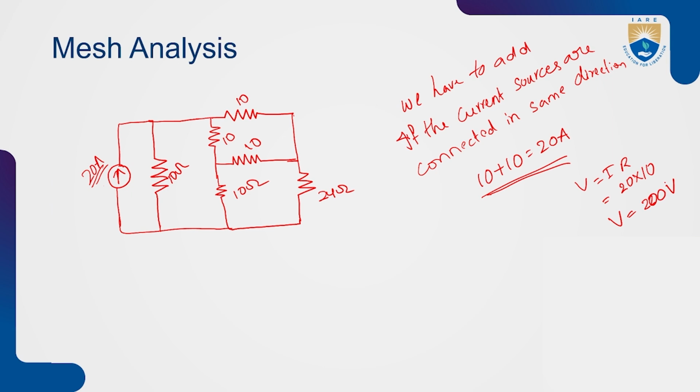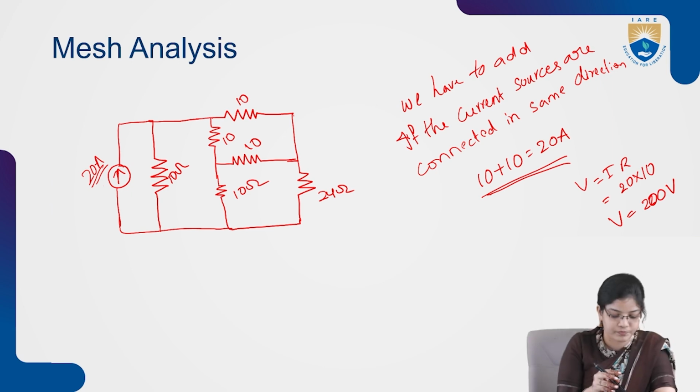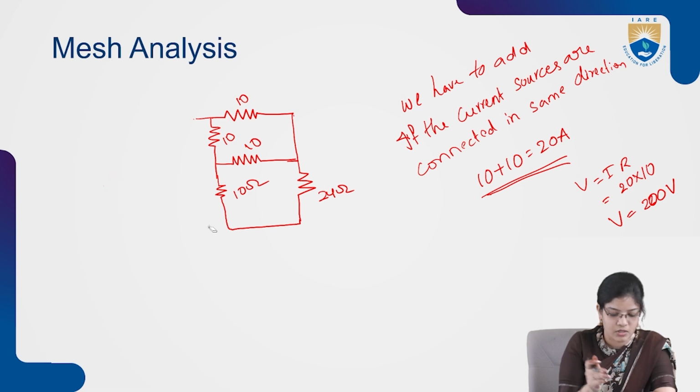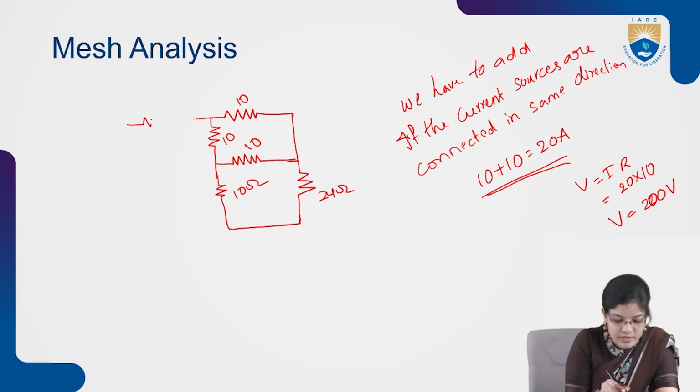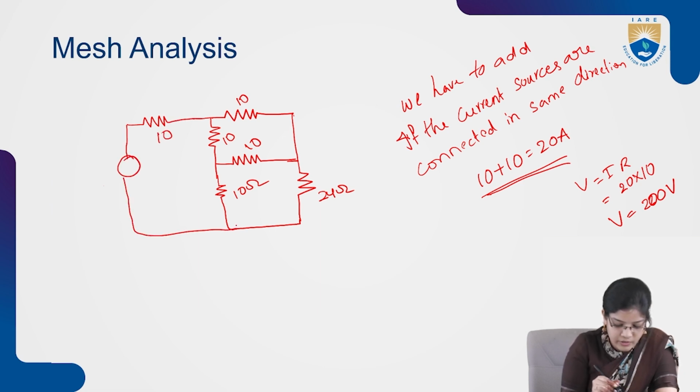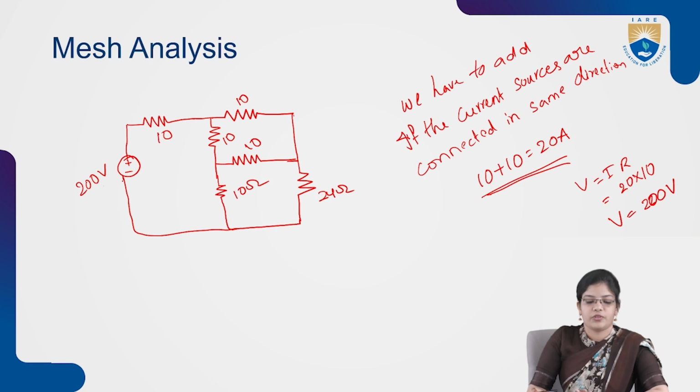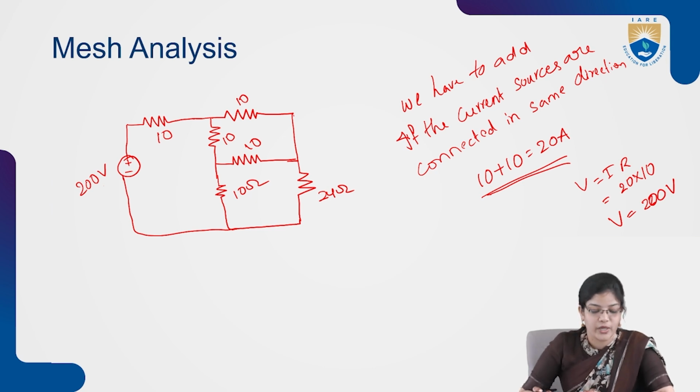Now again we have to redraw this circuit. The circuit can be redrawn in this way. I am removing this part of the circuit, and again connecting the resistance which is in series with the source. The value of the source will be taken as plus and minus 200 volts. So after reducing this network by using the source transformation technique, the final circuit is formed.